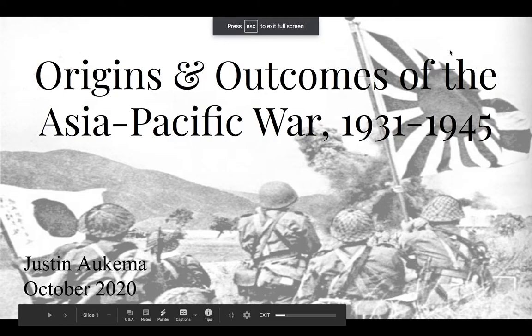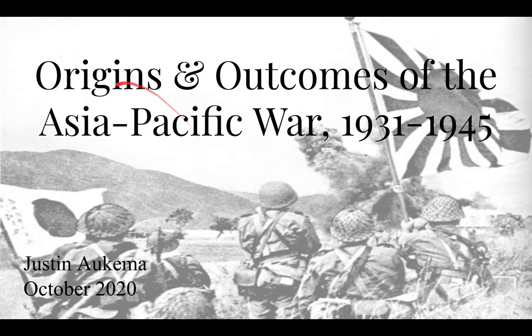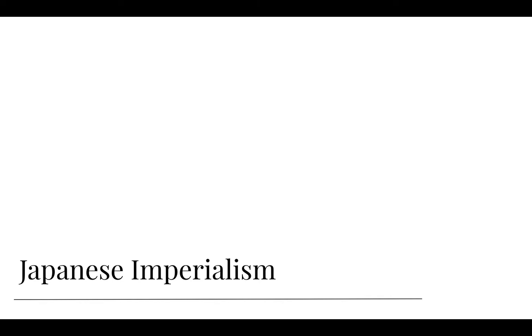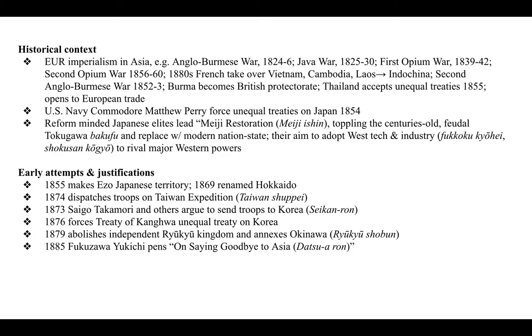The title of my talk is Origins and Outcomes of the Asia-Pacific War, 1931 to 1945. I want to start by looking at Japanese imperialism and the history of Western colonialism in Asia as well. So the historical context for this, one context could be European imperialism in Asia, and throughout the 19th century, European powers are coming in and colonizing and taking over weaker states in Asia and exploiting them for their resources, both material resources and labor.